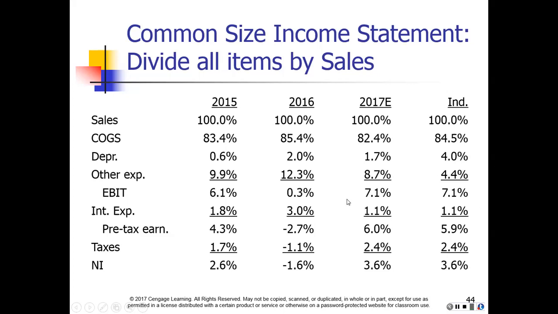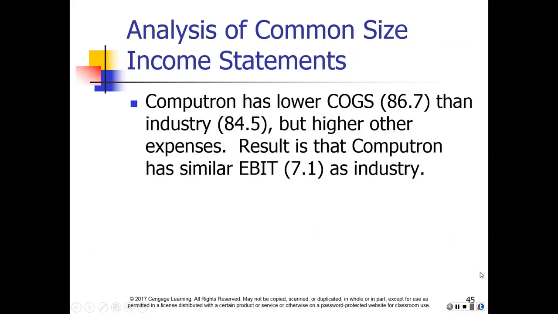And everything else is in proportion. Interest expense goes down. It was 3% in 2016, because we have a lot less debt now. The interest expense goes down to 1.1%, which is at par with the industry average. The bottom line, the net income, the profitability of this company now is at par with that of the industry. The net income is 3.6%.